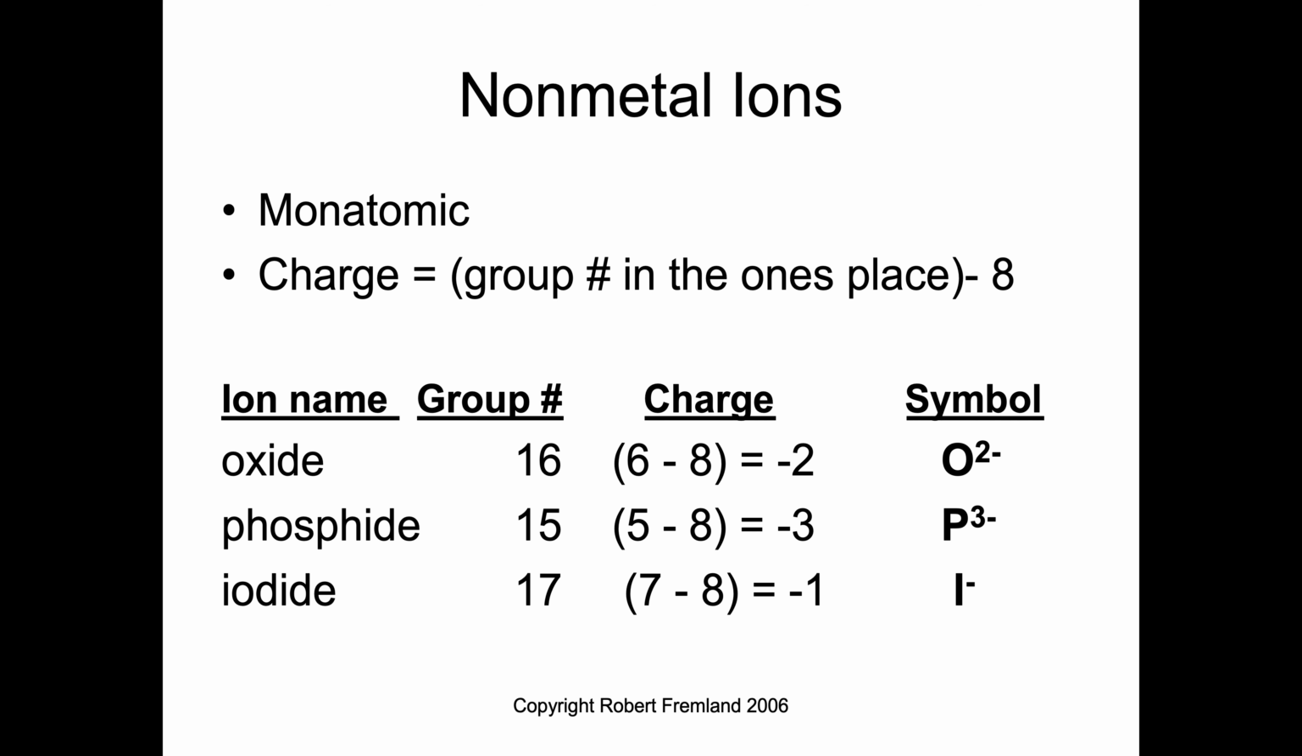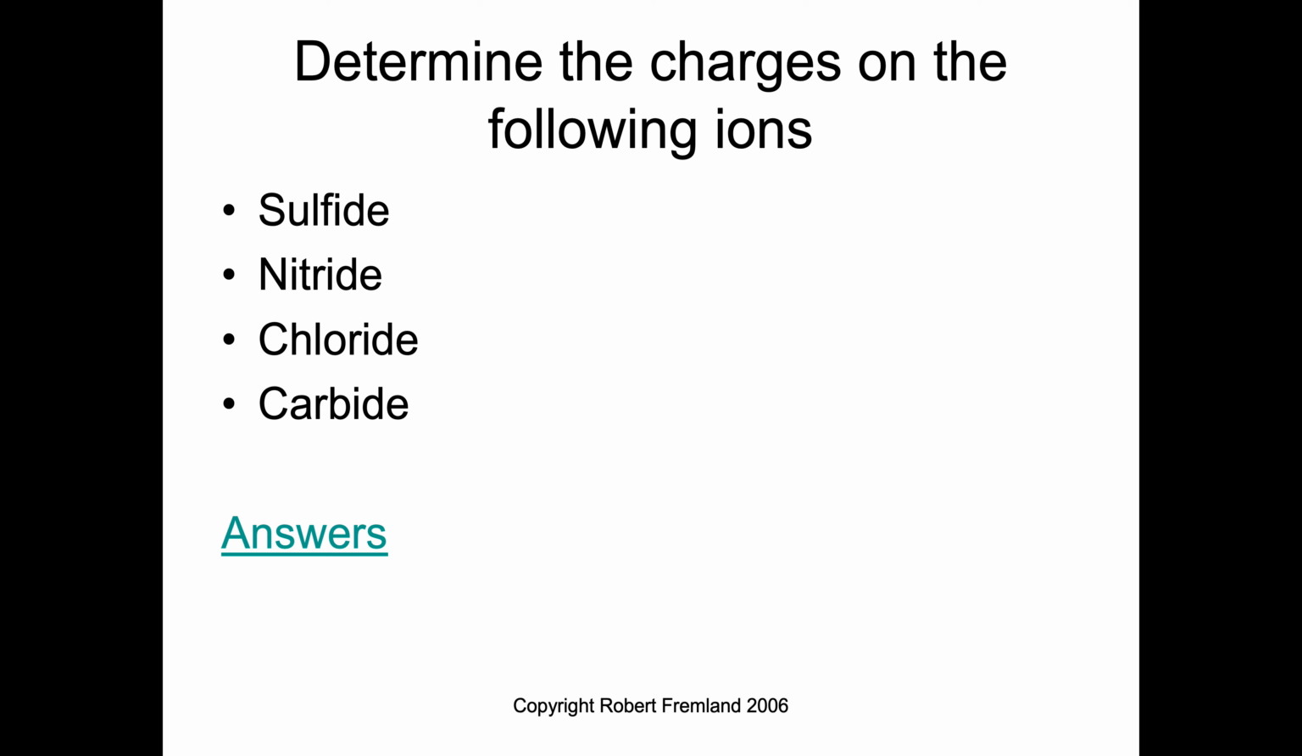Phosphide from phosphorus, it's in group 15, so 5 minus 8 is -3. Iodide, okay, after Io was sick, he died. All right, so that's in group 17, so 7 minus 8 is -1. Okay, once again, give these a go on your own, hit pause, see if you can come up with them, or you can do the PowerPoint on your own without the narration. Give you a moment to hit pause and come back.